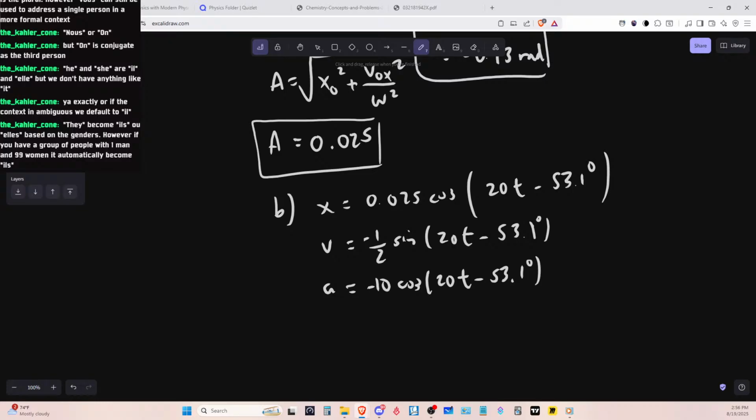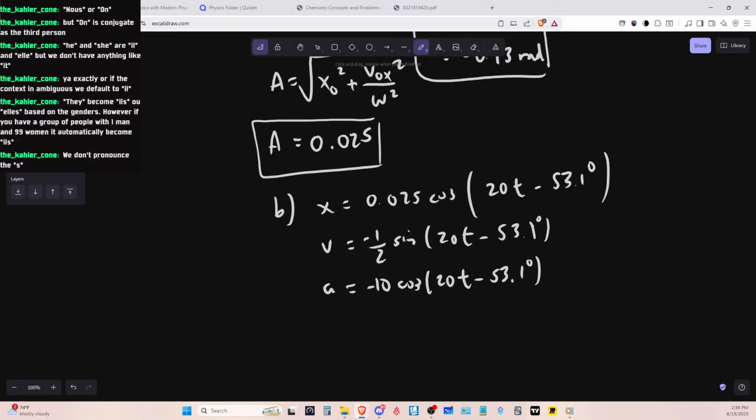However, if you have a group of people, like one man, yeah, I remember hearing about that. We don't pronounce the S. Okay, so basically it's just written like that. So it's mainly just written that you see it. Okay, so it's il, but it could be he or it, and for elle, it could be she or it, right?